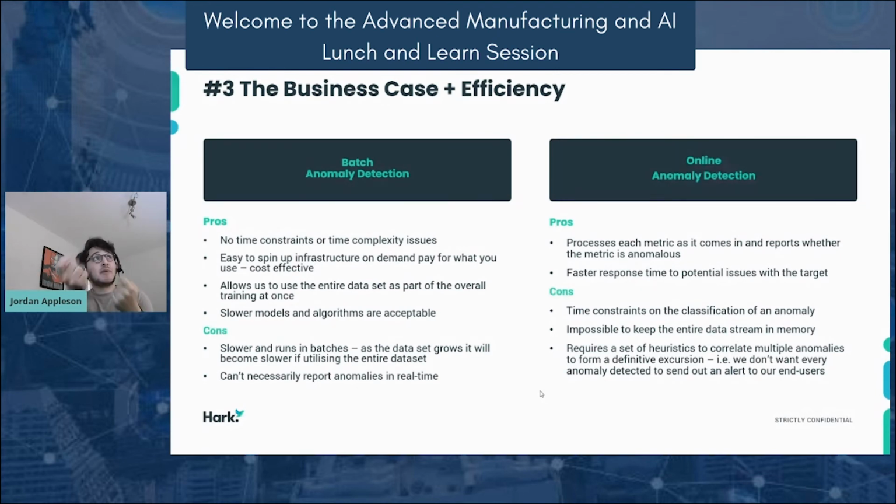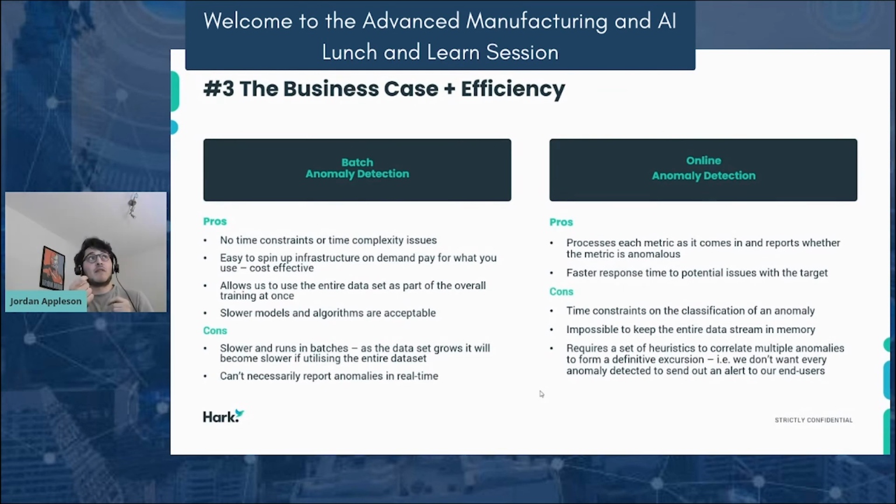As data is coming in, it's being classified as an anomaly or not. It can report whether a metric is anomalous straight away. You might not want to alert someone to that straight away, and I'll come to that in a second, but the cons of that are that your system has to be very fast at those classifications.